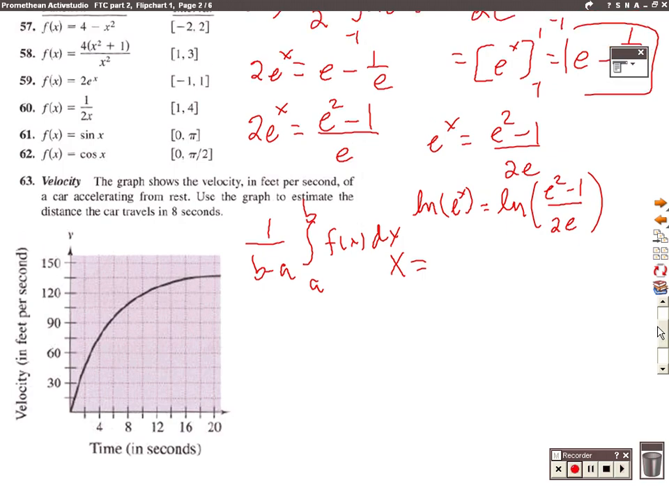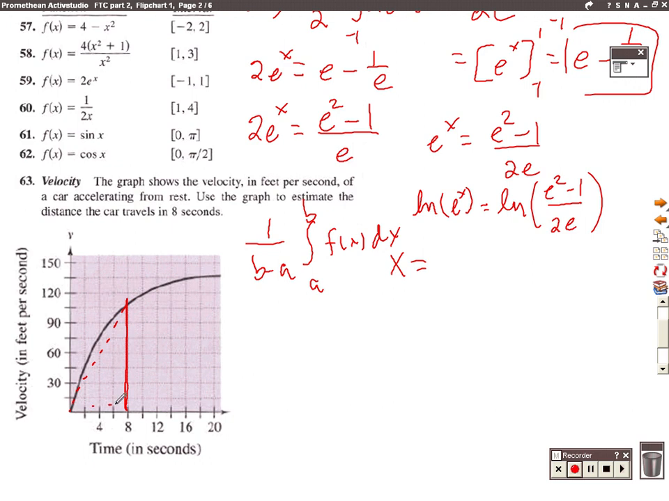63 is an oldie but a goldie. You have a velocity graph, and you're estimating the distance a car travels in 8 seconds. So if I were doing this problem, I would draw my line. It almost looks like a triangle. And that might be a little underestimation. I mean, you could count the blocks.